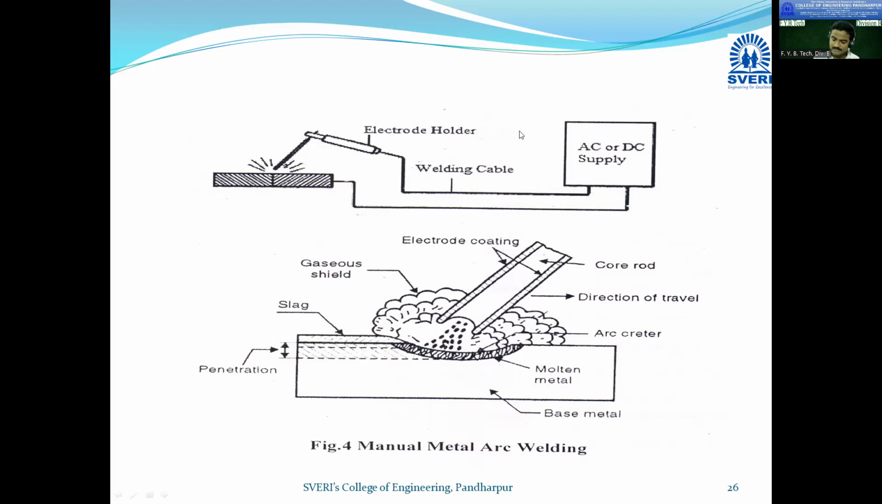Okay, then: electrodes used in arc welding are coated with a flux, full stop. This flux produces gaseous shielding around the molten metal.